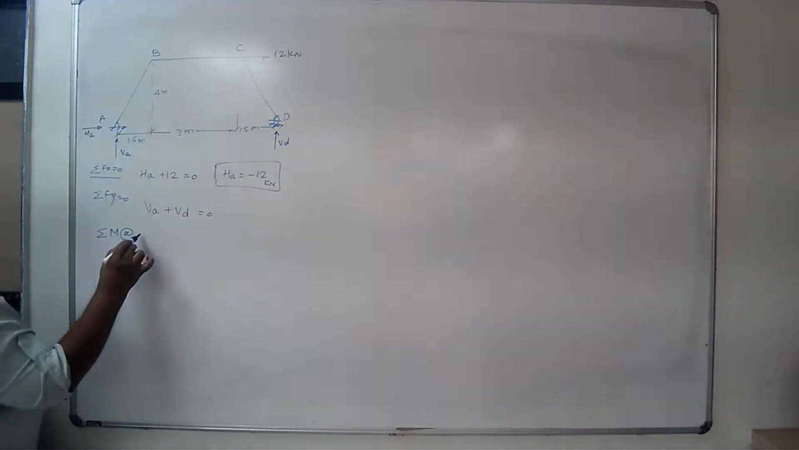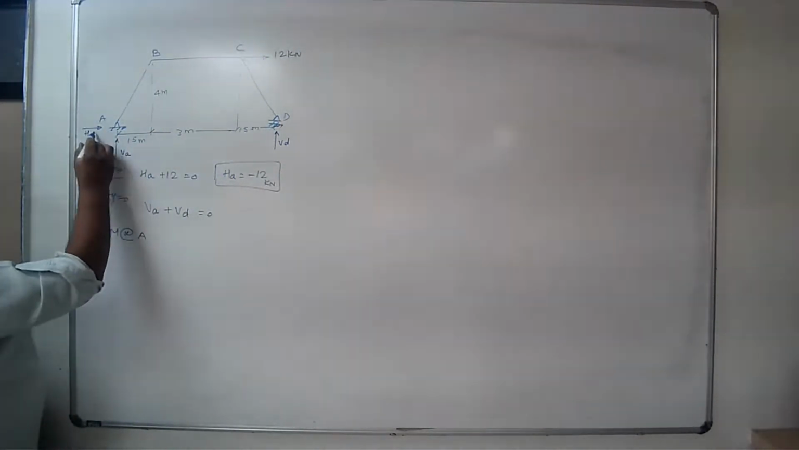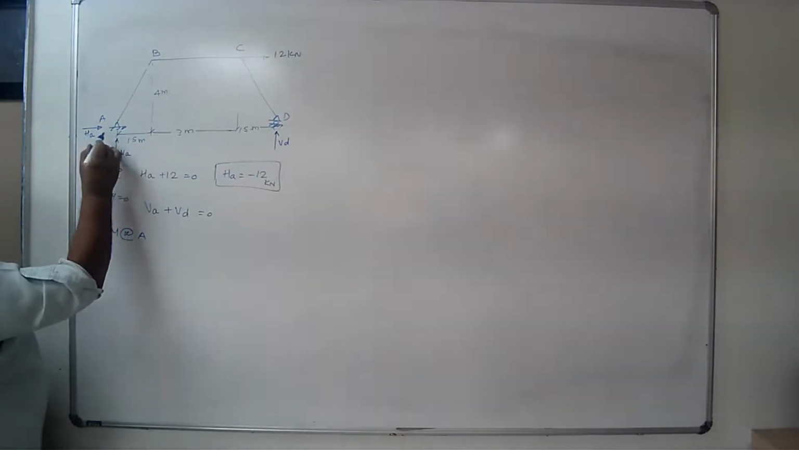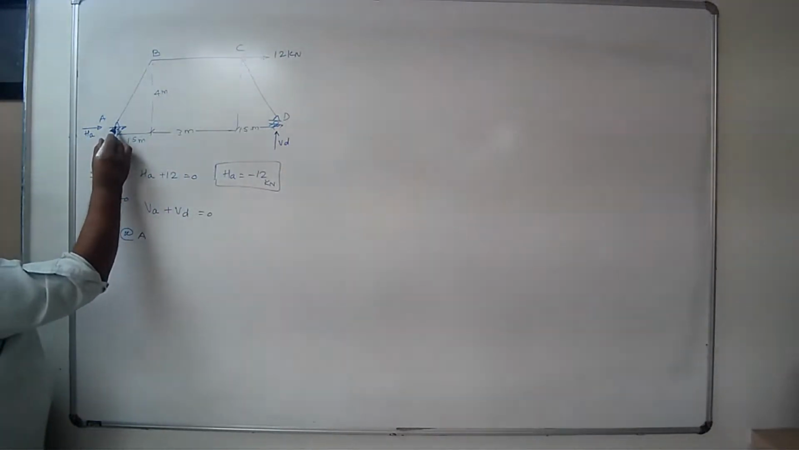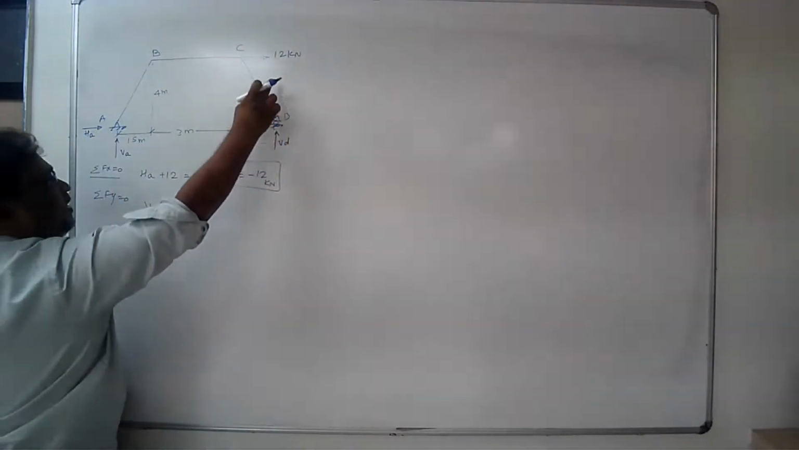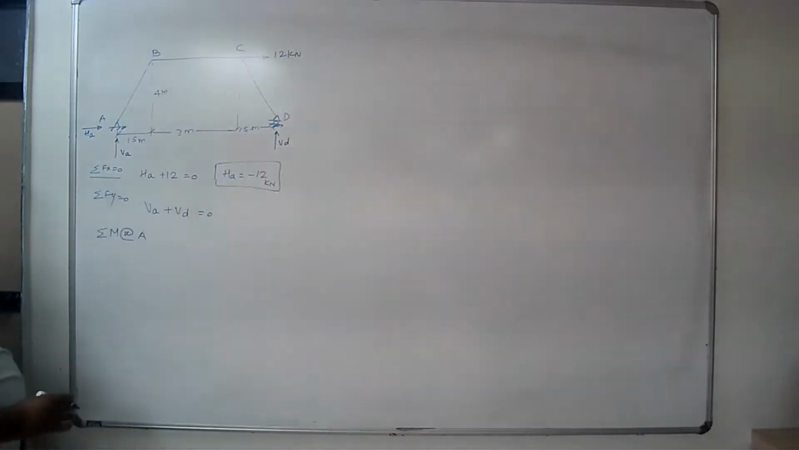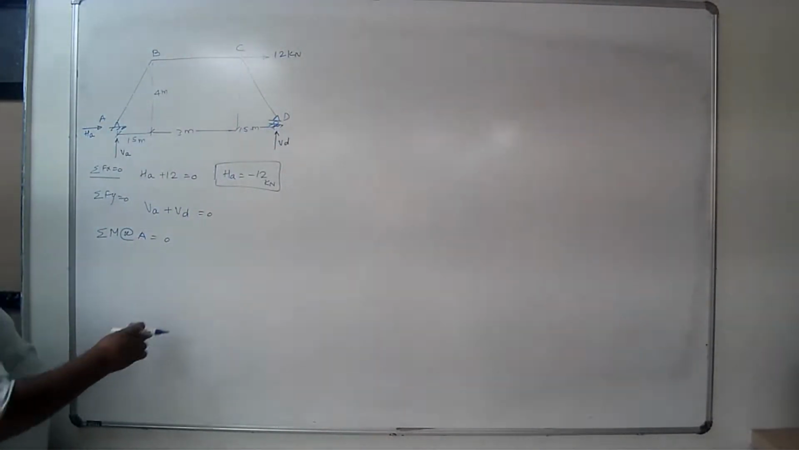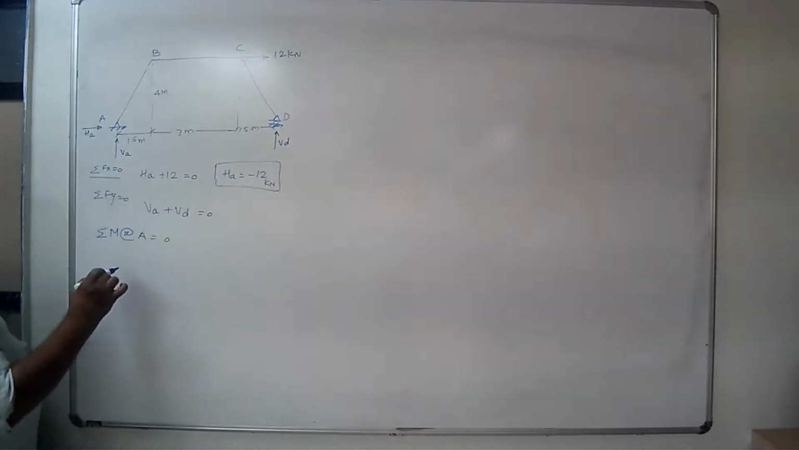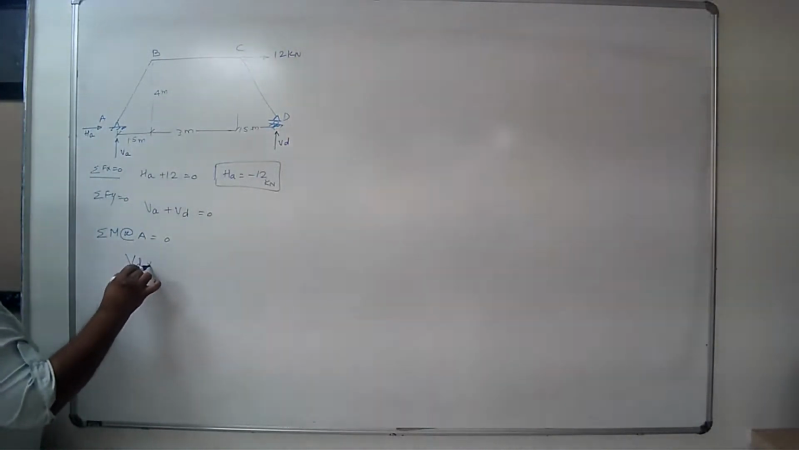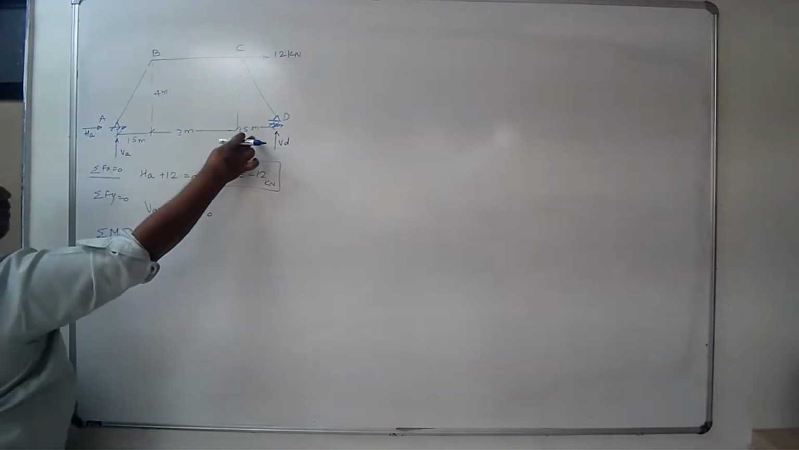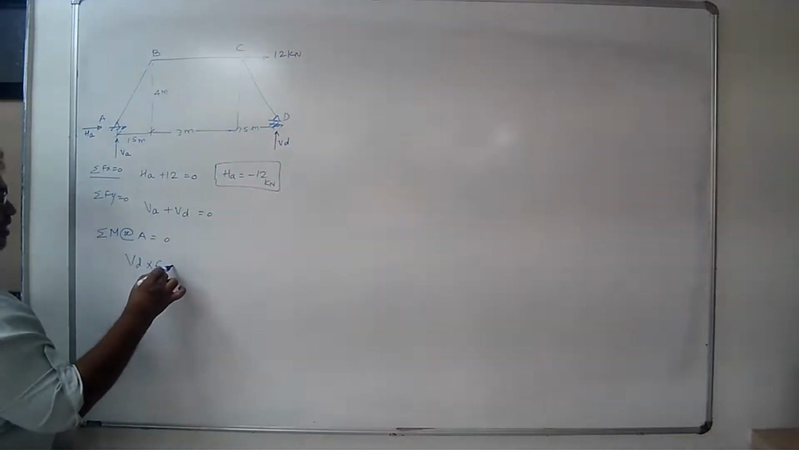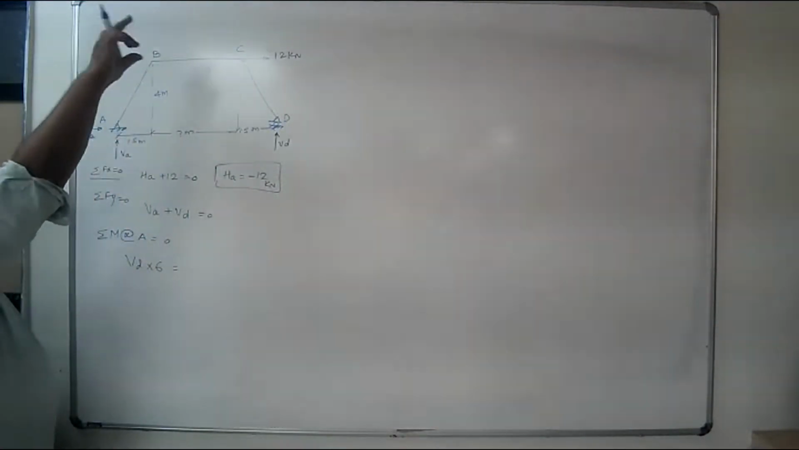Say I take moment about A, because two of the forces will be passing through here. HA and VA will get eliminated from the equation. We will have moment of this VD, and this is the only other force acting, is equal to 0. Because of this VD is anti-clockwise, VD multiplied by the distance, which is 3 plus 1.5 plus 1.5. This total is 6. It is anti-clockwise, must be equal to the clockwise moment.